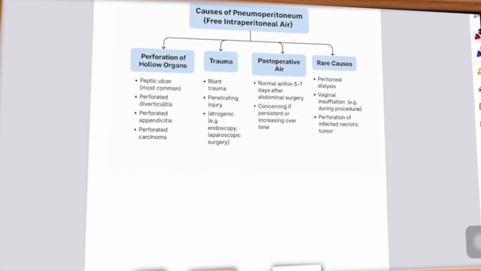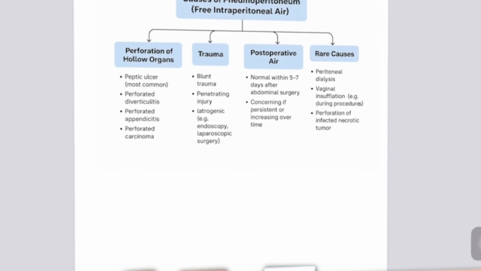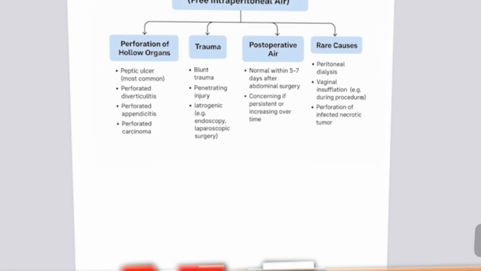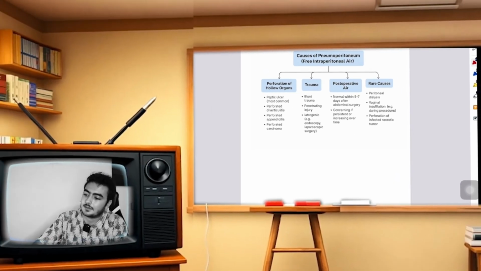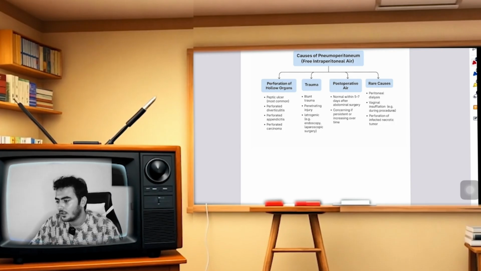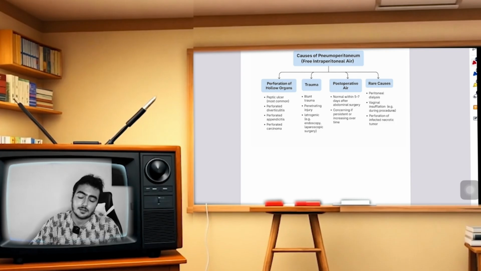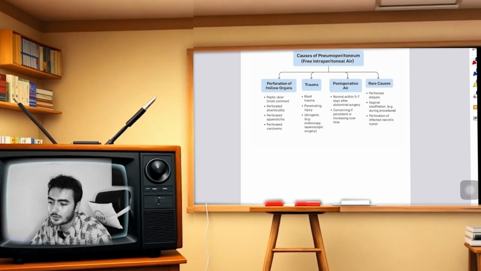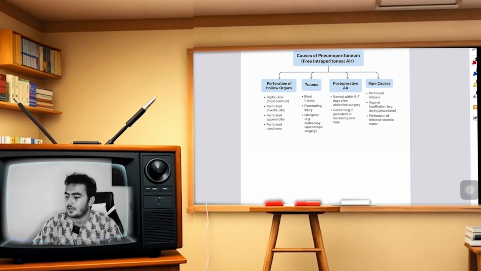A few other causes you should know: trauma, whether blunt or penetrating, and perforated diverticulitis or appendicitis, though these often result from a localized abscess rather than lots of free air. Rarely, a chronic carcinoma can perforate and release gas. So remember, not all air is created equal. The cause and the clinical context tell you whether it's a harmless post-op finding or a full-blown emergency.